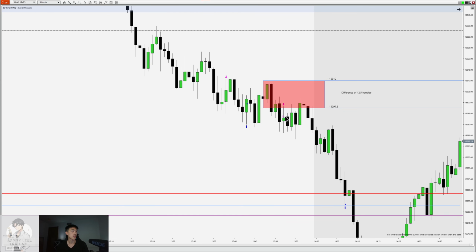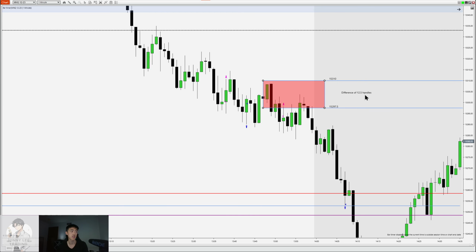I entered around here. I was trying to enter a market sell when it came back up into this bearish order block, because I kept on seeing lower highs, lower lows, lower highs, lower lows, lower highs, lower lows, as it was drawing to a higher time frame draw on liquidity. So we have this area of risk here.